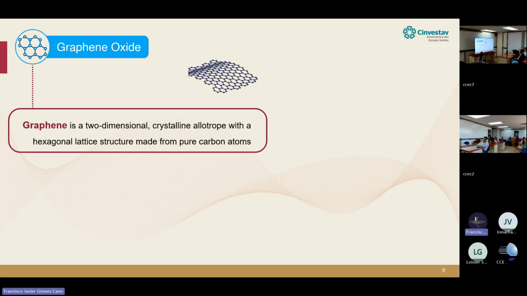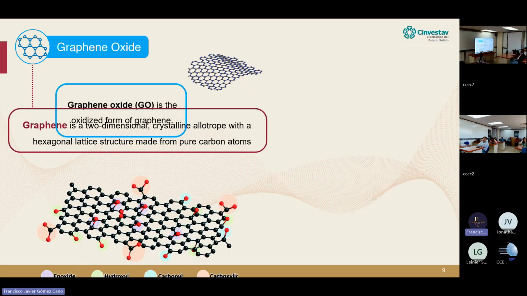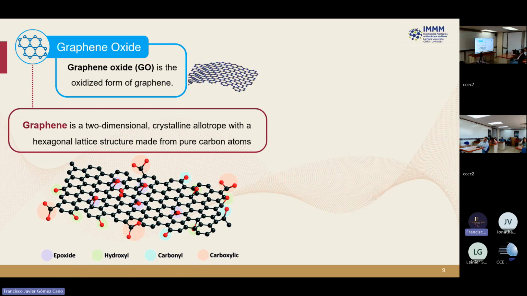In this case, we select graphene oxide. Before defining graphene oxide, it's important to define graphene. Graphene is a two-dimensional crystalline allotrope with a hexagonal lattice structure made from pure carbon atoms. Graphene oxide is the oxidized form of graphene. In graphene oxide, it's possible to find different functional groups that would help us to capture different molecules of contaminants in water.